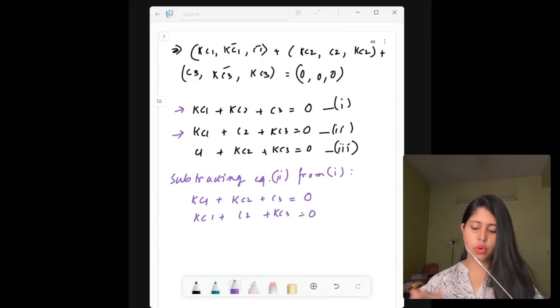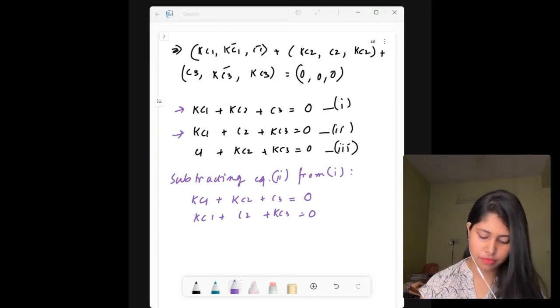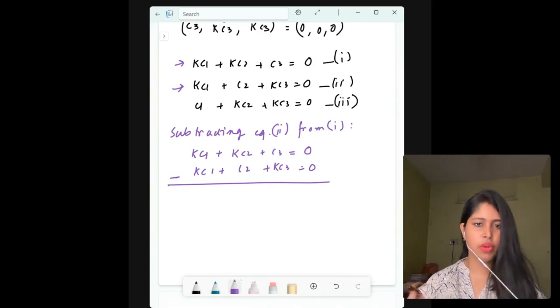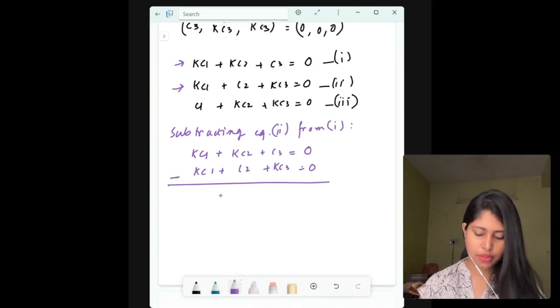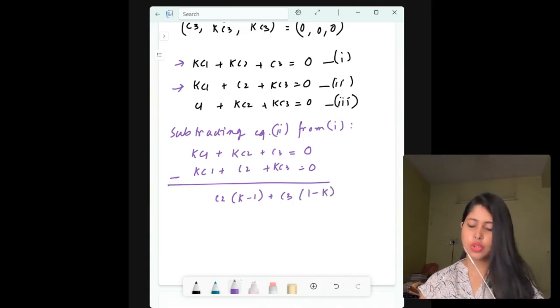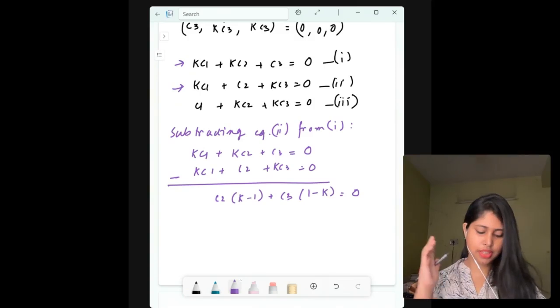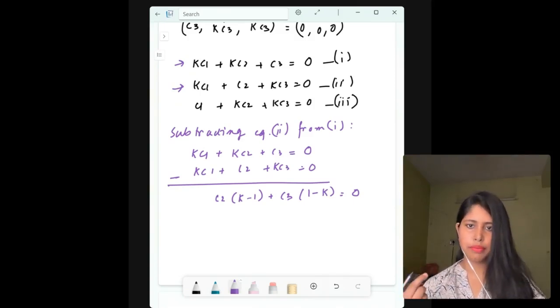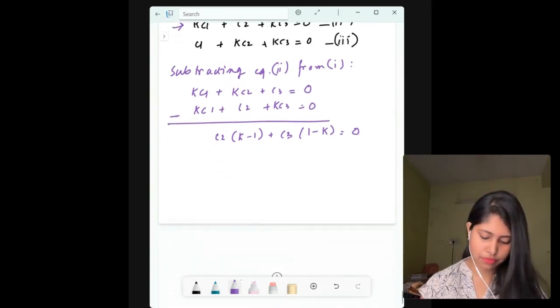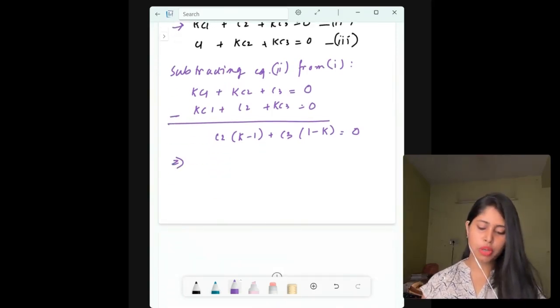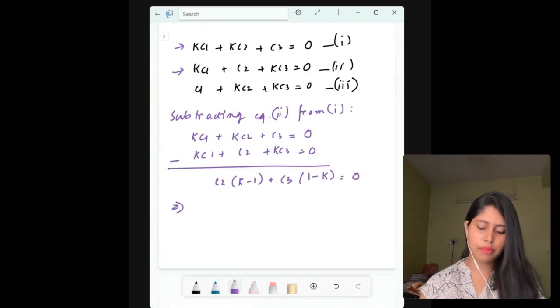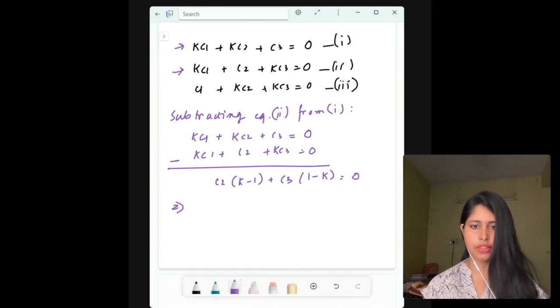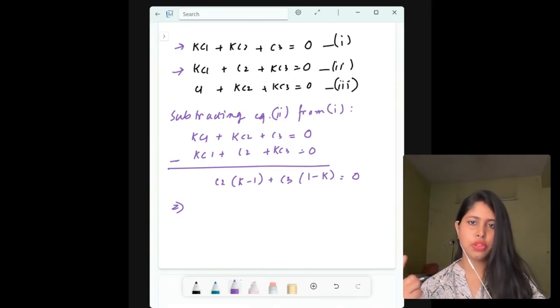So if we now do the subtraction, then what do we get? Kc1 and kc1 get cancelled, right? And if we take c2 common, we get k minus 1, plus if we take c3 common, we get 1 minus k, right? So then it is equal to 0. This is subtracting equation 2 from 1. Or we could have done it from equation 3 also, because that would be the same, then kc3 and kc3 would have got cancelled, right?